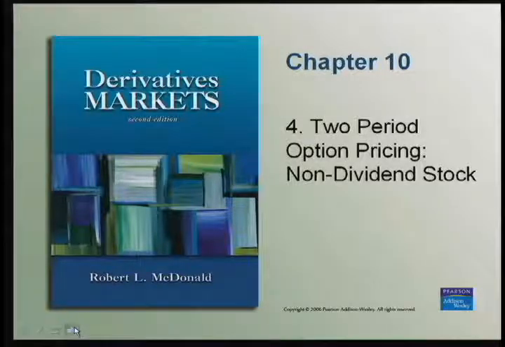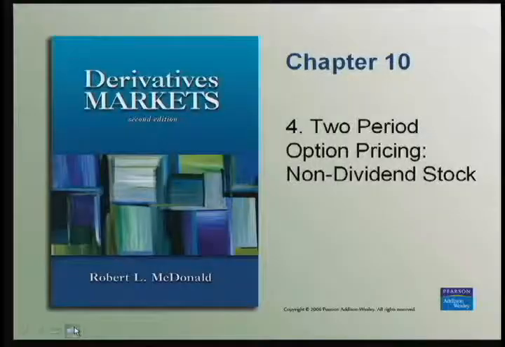In Module 4, we'll see how to price an option, a European option, on a non-dividend stock where the expiry is 2 binomial steps from today. In the prior module, we looked at binomial options that expired in 1 step. We'll see how to adapt that procedure if there are 2 steps instead of 1.